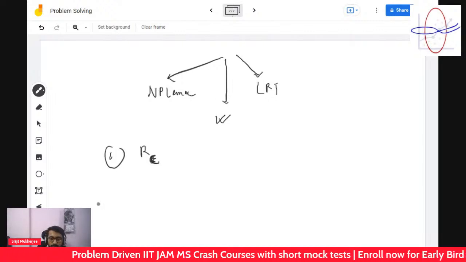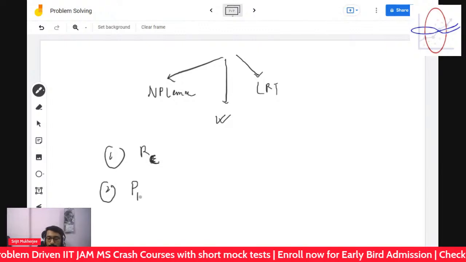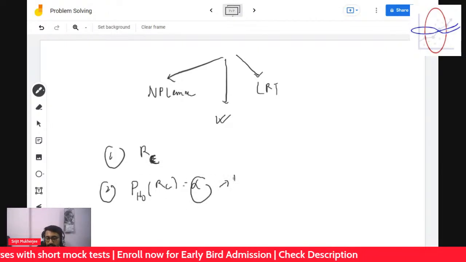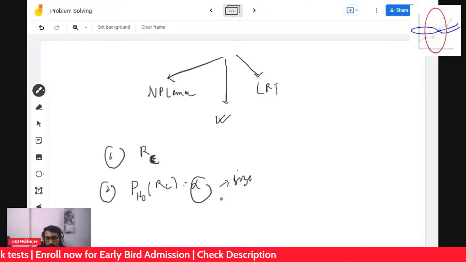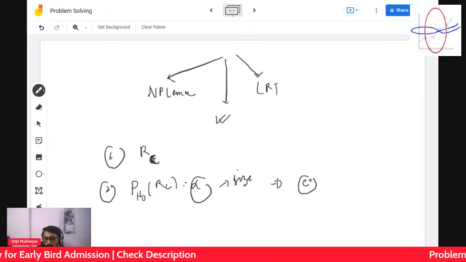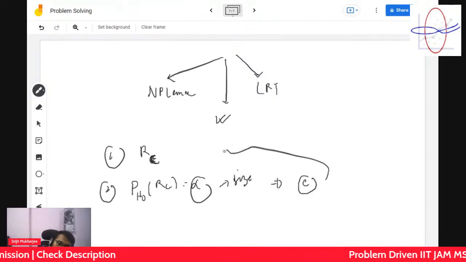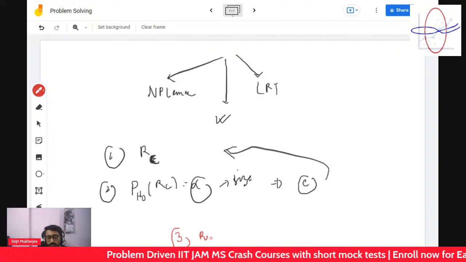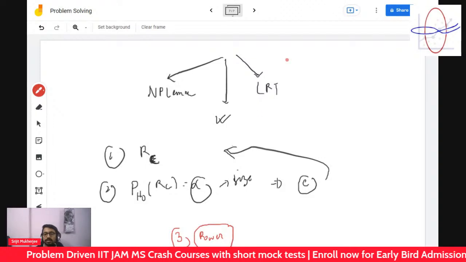After that, you get the probability under H naught of the rejection region being alpha. That is the level alpha, size alpha. From that you find out C, and that turns out to be the fixed rejection region based on alpha. And then once you find the rejection region, you can find out the power. Did you understand, Nikhil?